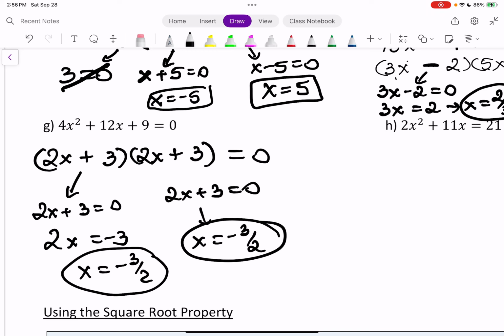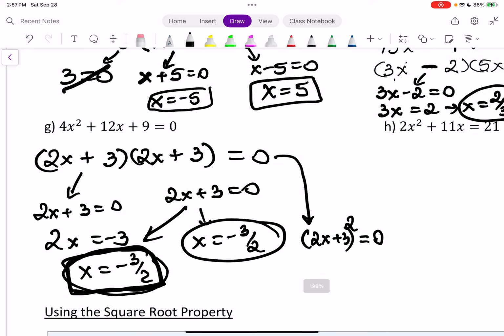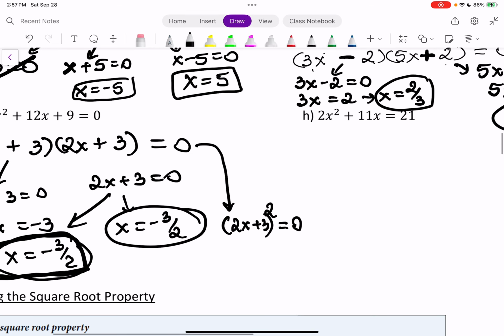As a matter of fact, this expression here is going to turn into (2x + 3) squared equals 0. So it's really one and the same factor. So you really don't need to solve it twice. One answer is enough because that's really what we get. So yes, we get two answers. It's a quadratic equation, but they are identical to each other.